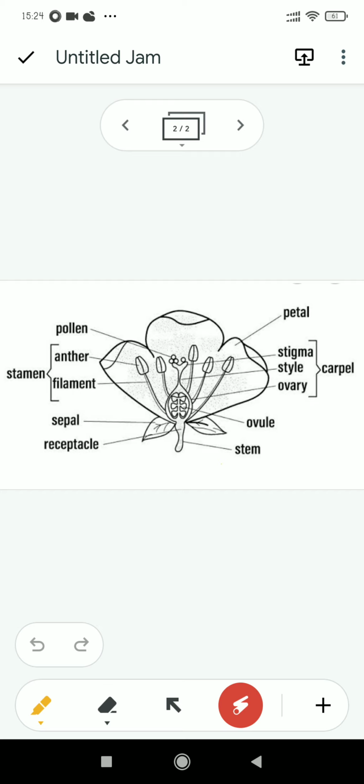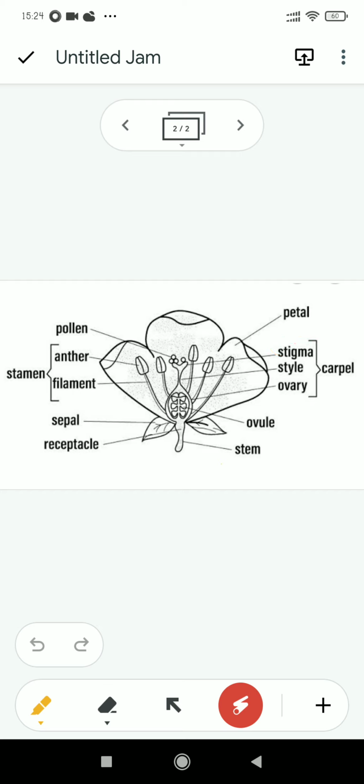Now as we all know the parts of the flower, I will tell what is pollination. Pollination is the transfer of pollen grain from the anther to the stigma. The pollen grain gets transferred from the anther to the stigma, and the anther contains pollen grains.